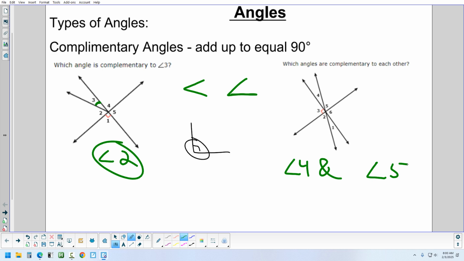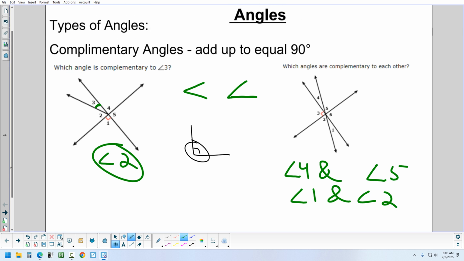I think there's another pair in there too. 2 and 1. Yep, angles 1 and 2. And I think that's it. 1 and 6 wouldn't be, 5 and 6 wouldn't be, 2 and 3, no. I think that's it. And so that's complementary. Two angles that add up to 90 degrees. Any questions on that?